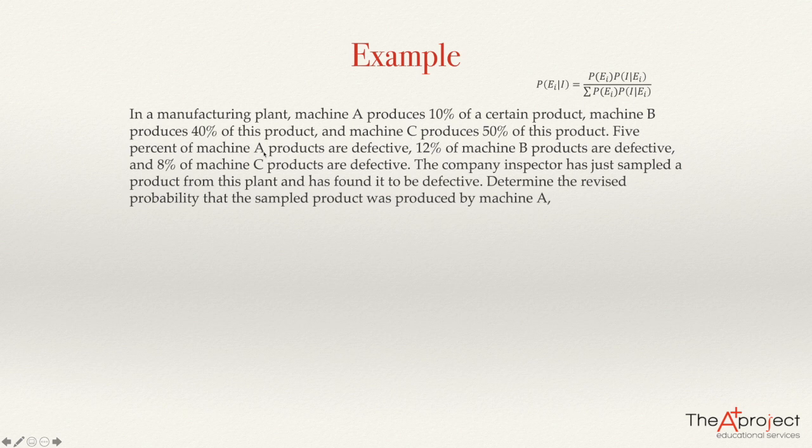5% of machine A products are defective, 12% of machine B products are defective, and 8% of machine C products are defective. The company inspector has just sampled a product from this plant and has found it to be defective. Determine the revised probability that the sampled product was produced by machine A.